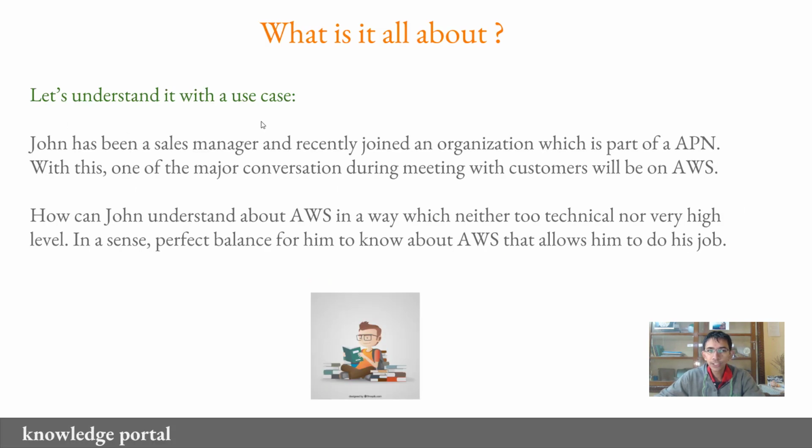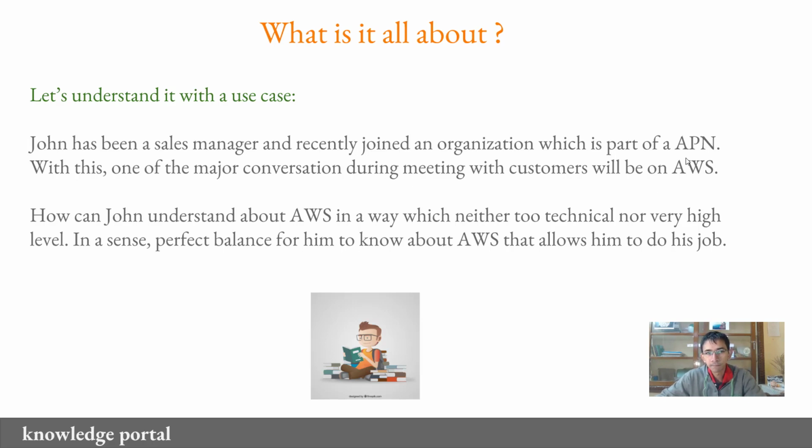We'll understand this with a use case, where John has been a sales manager and has recently joined an organization which is part of an APN. APN is the Amazon Partner Network. With this, one of the major conversations during the meeting with customers will definitely be on AWS. APNs are business organizations which are associated with the Amazon Partner Network, and they connect with a lot of customers to migrate, or if they need help related to AWS migration, etc.